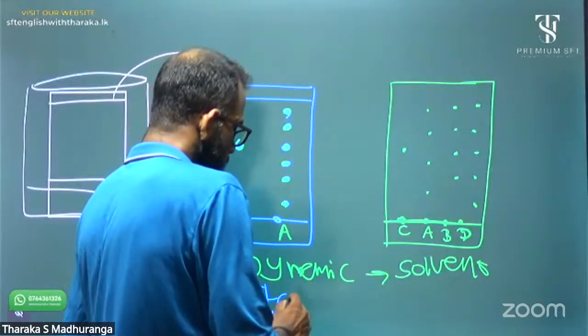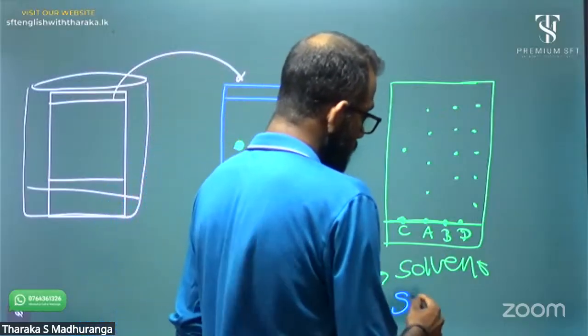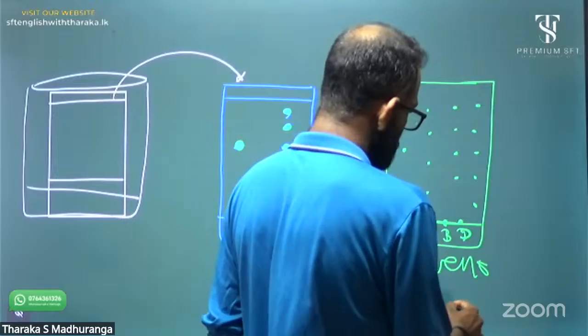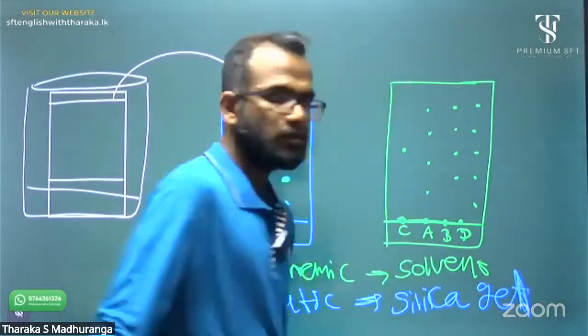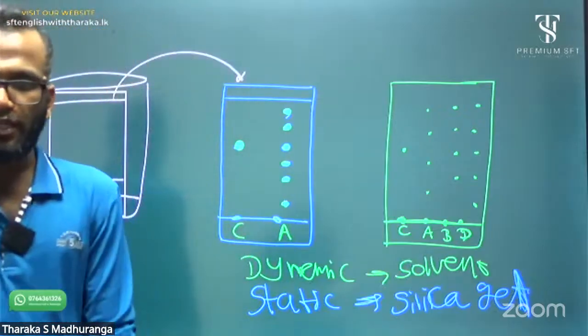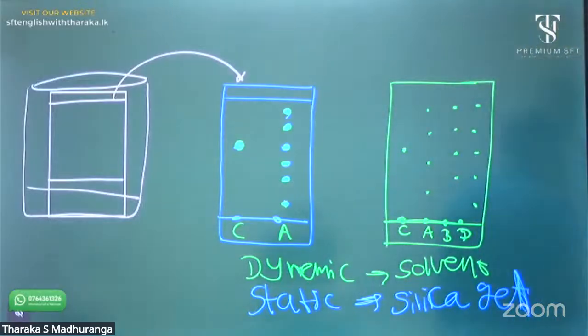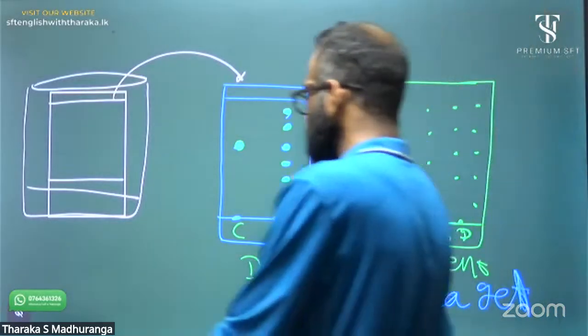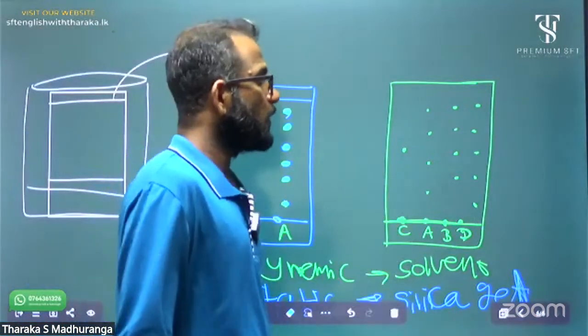Static phase. Now it's changing: silica gel, silica or alumina gel, whatever gel layer is the static phase, and solvent is the dynamic phase. Okay, any doubt, Fatima?